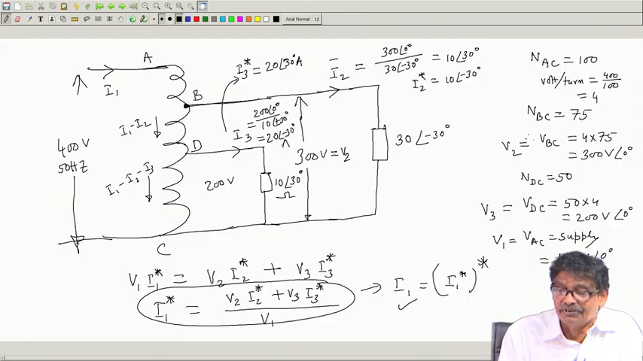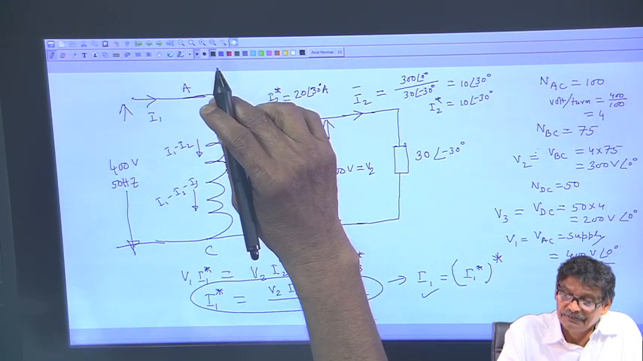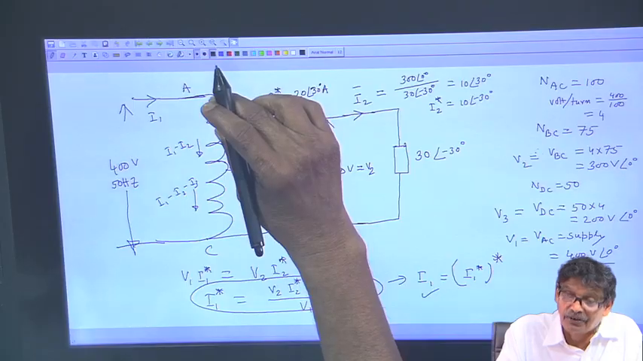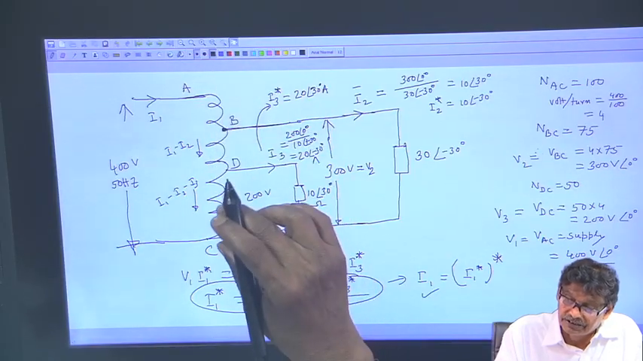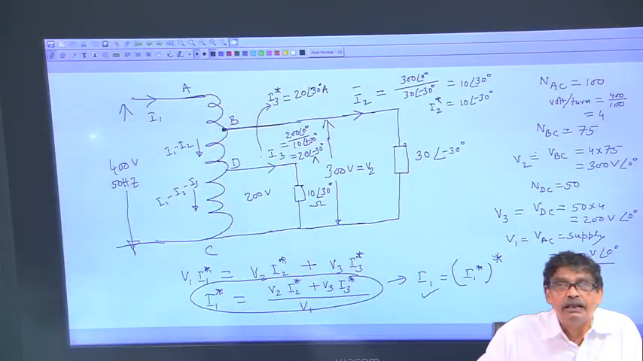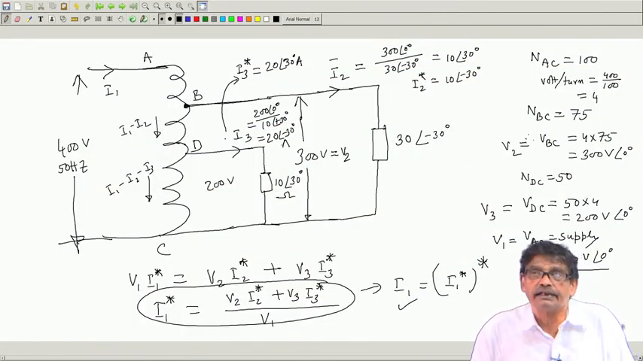Interesting thing you will observe: the MMF of this portion, whatever turns AB, these are the isolated coils, this portion, this portion, this portion. So, the sum of this MMF will vanish to 0, it will be automatically taken care of. Anyway, we will continue with this next class. Thank you.